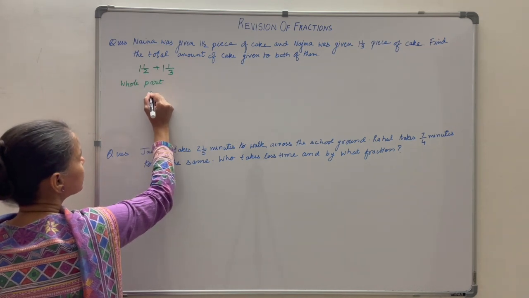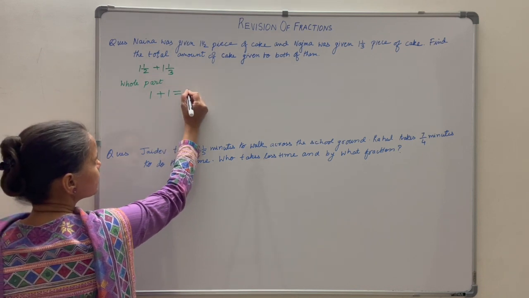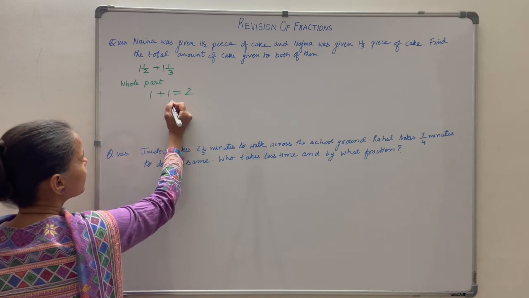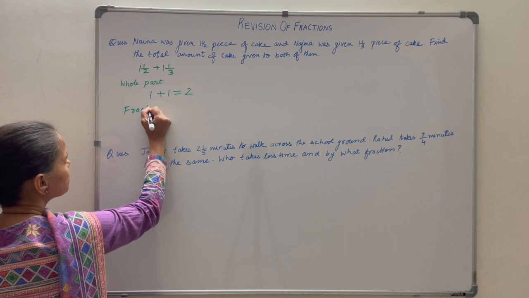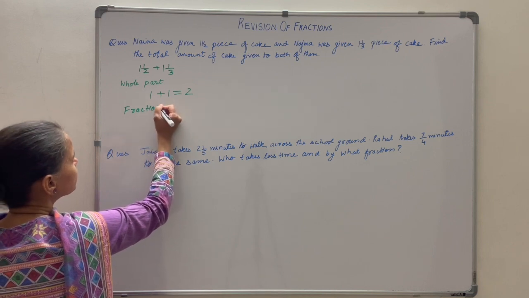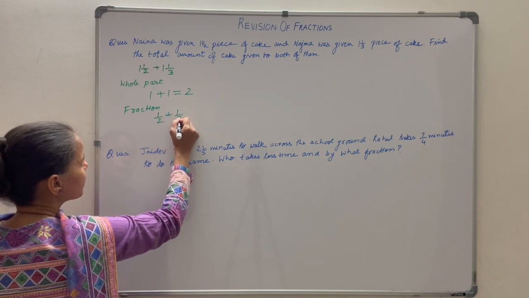So what is the whole here? 1. So 1 plus 1 is 2. You have added the whole part. Let us now add the fraction part. How much is the fraction part here? Fraction part is 1 by 2 plus 1 by 3.